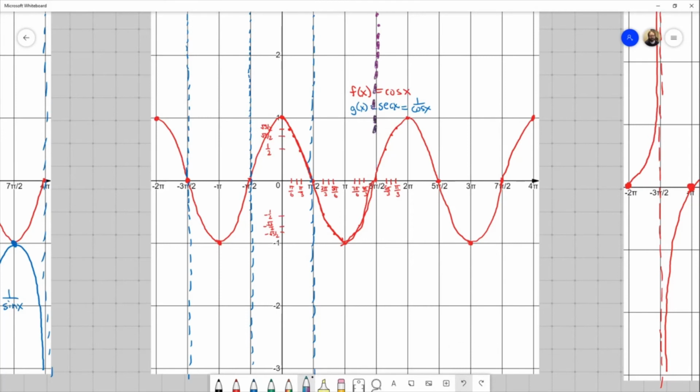I accidentally switched pins there. Switched to my rainbow pin.